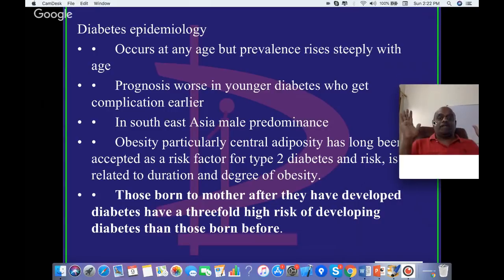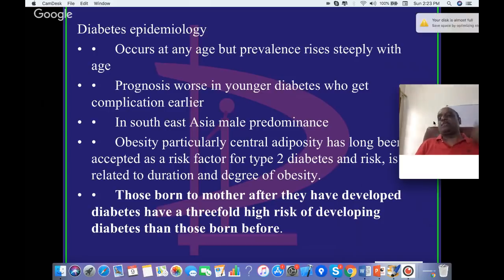It occurs at any age, but prevalence increases as you keep aging. You are getting closer to becoming a diabetic. Prognosis is worse in younger diabetics, who get the complications earlier, obviously. In Southeast Asia, diabetes is a disease of males, with male predominance. And with obesity, central obesity, like an apple on sticks, there is a greater risk. And those who are born to a diabetic mother have a threefold higher risk of developing diabetes, is what you need to remember.